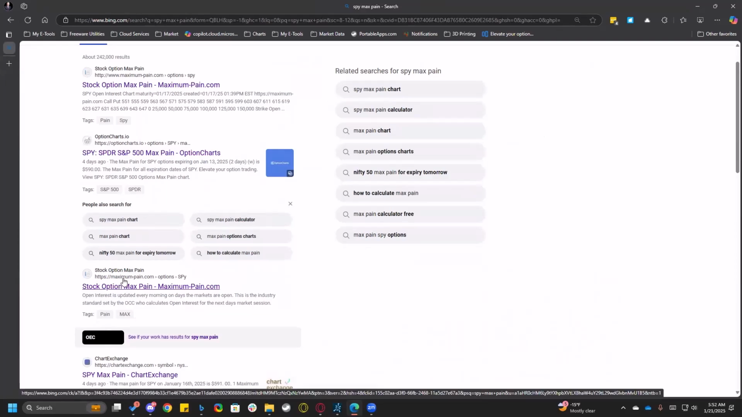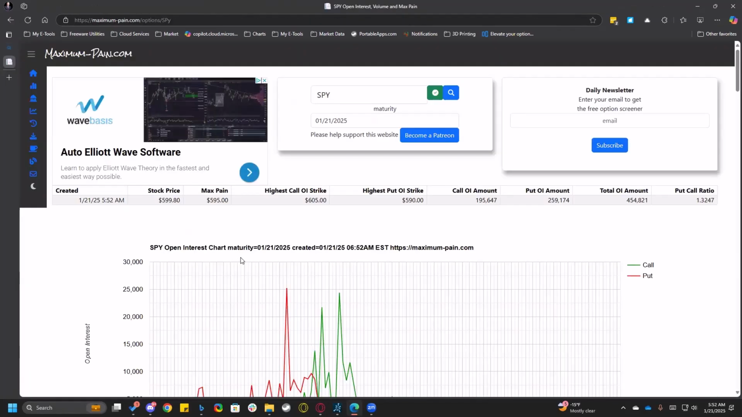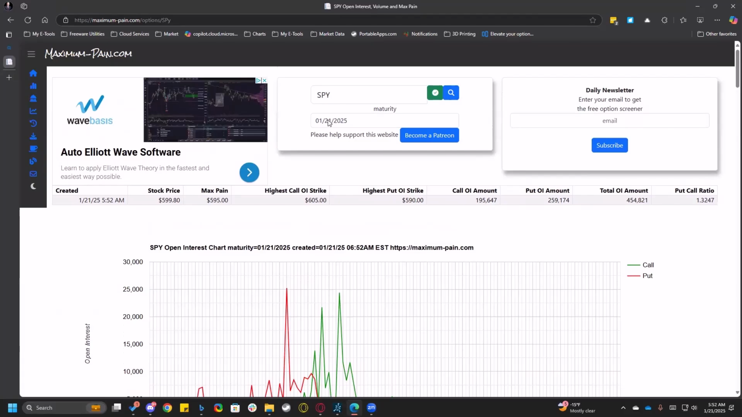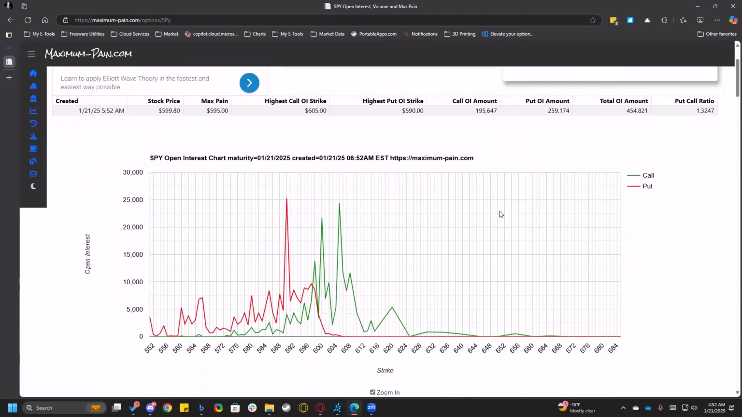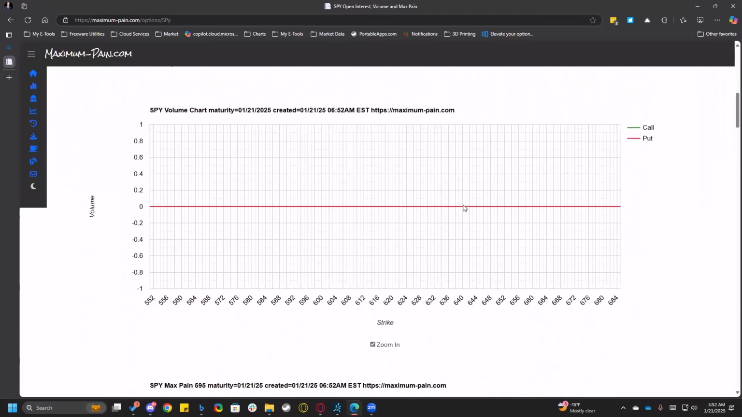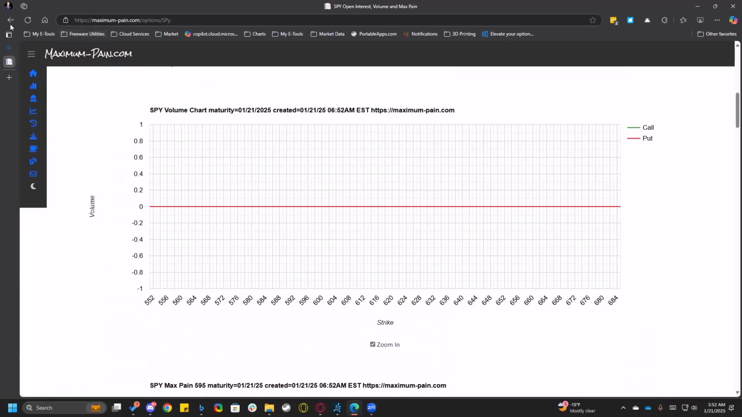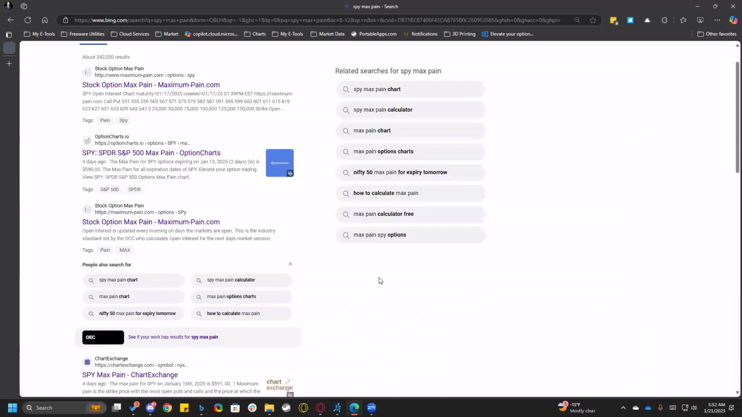Here's another one, maximumpain.com. And again, it's just going to calculate this for us. We can see when it was created, the current price, the max pain, and we would want a date on this right here, the 21st. So just like that, right? And if we scroll down, I'm sure they'll have a visual. There it is. There's the max pain. It's a very common visual. Most of the websites you see are going to look like this. It doesn't cost you anything to do that.